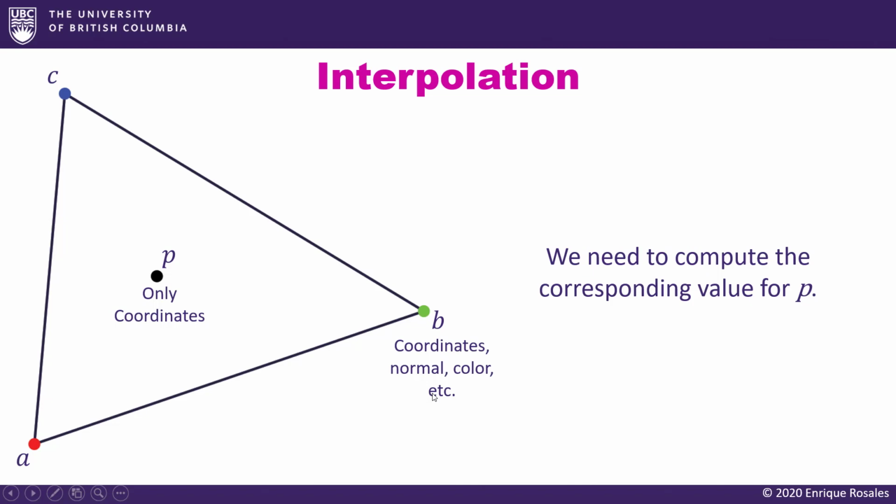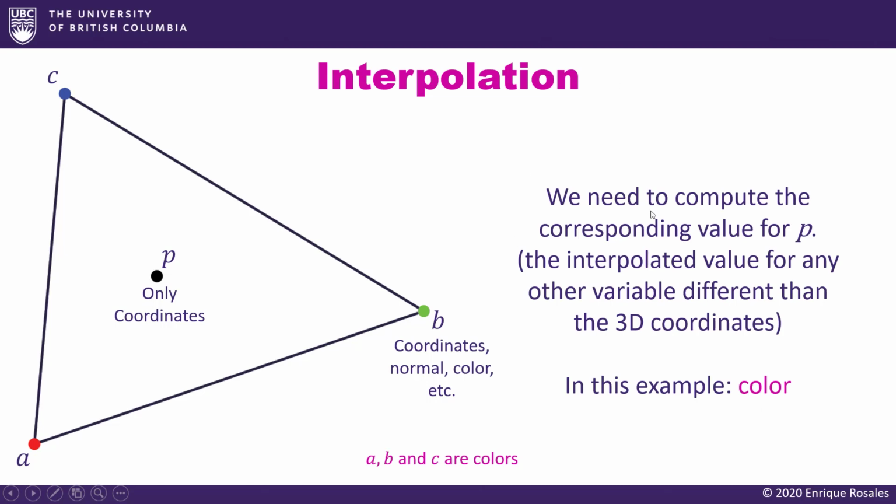So the problem of interpolation is to compute these other values that are not the coordinates. When we talk about computing the corresponding value of P, by value we mean the interpolated value of any variable other than the 3D coordinates. So in the following slides, all the formulas and other variables are talking about color, not position.